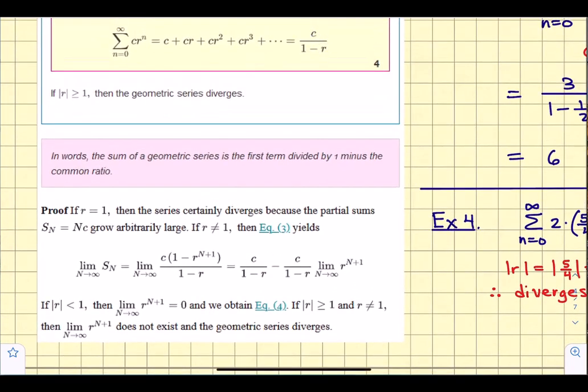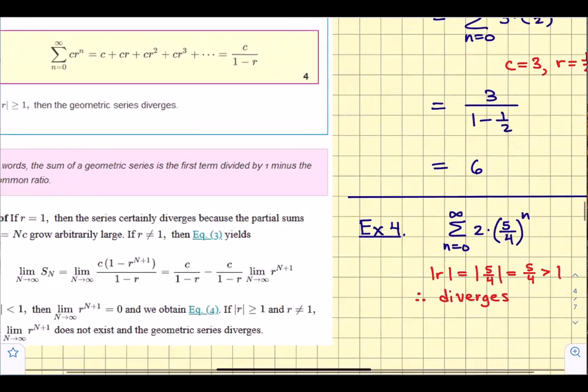On the other hand, if the absolute value of r is greater than or equal to 1, well, now we have a number here whose absolute value is growing as n goes to infinity. The absolute value here is greater than 1, so this limit does not exist, and that will cause this limit to not exist, which says that in that case, the geometric series diverges when the geometric ratio has an absolute value that's greater than or equal to 1.